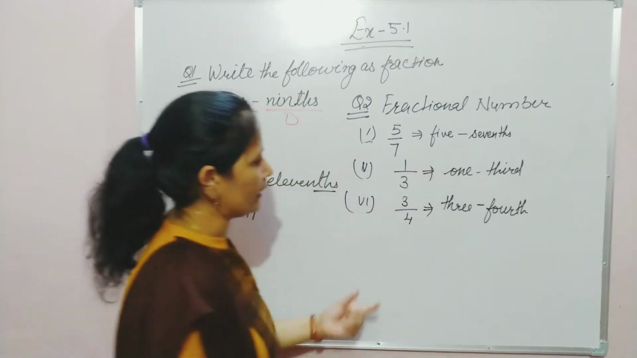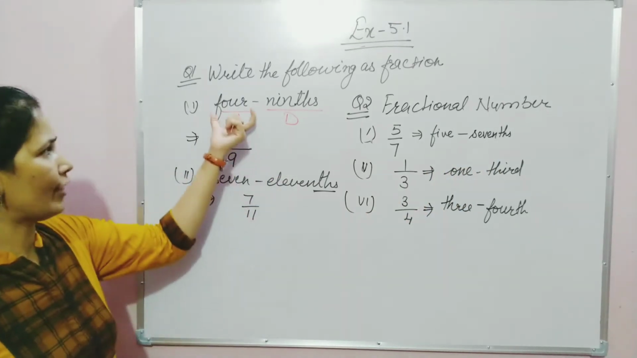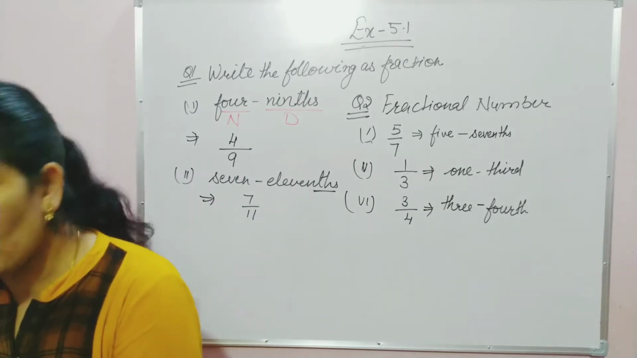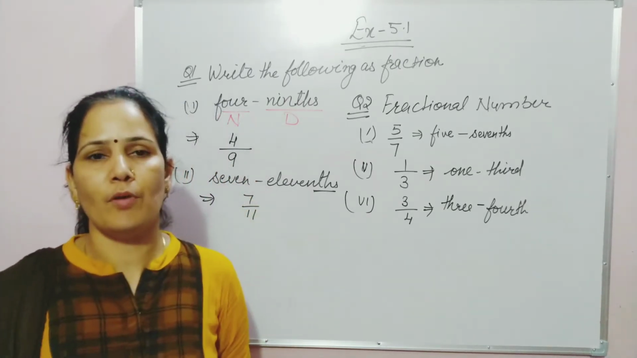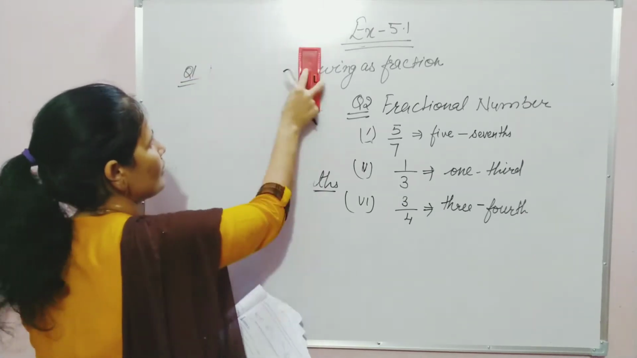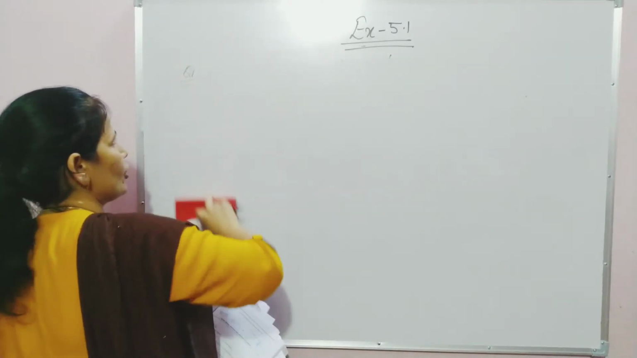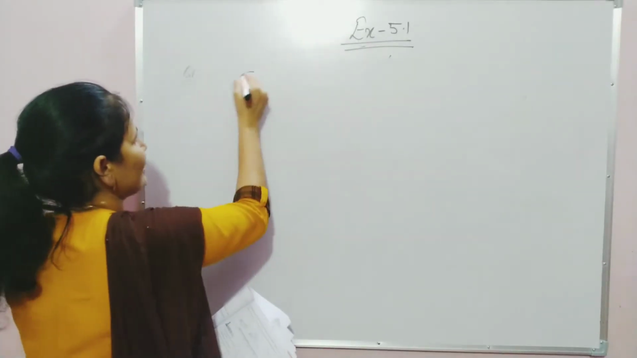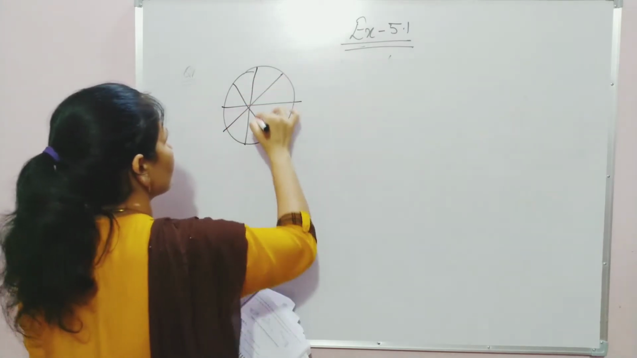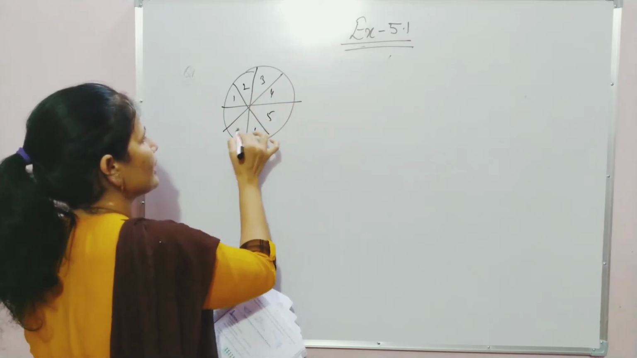Okay students, in this way we write the fraction as a fractional number and from a fractional number to a fraction. This is the first and second question of the exercise. Question number third, students, they have given in the form of shaded portions in a figure, and by observing that figure we have to write the fractions. That is a very easy question, and you have to solve it in the book only. For example, they have given one circle divided into parts: 1, 2, 3, 4, 5, 6, 7, 8.